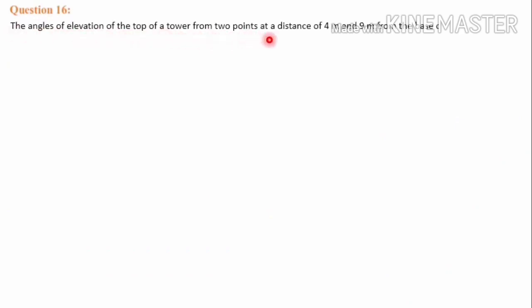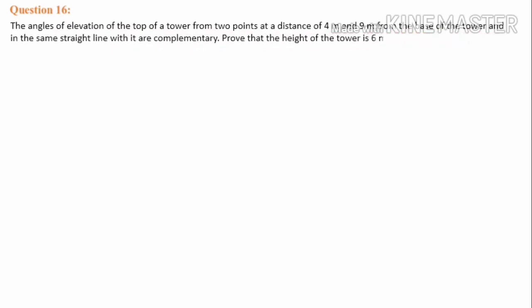Move on to the last question of this exercise, that is question number 16. The angles of elevation of the top of a tower from 2 points at a distance of 4 meter and 9 meter from the base of the tower and in the same straight line with it are complementary. Prove that the height of the tower is 6 meter.